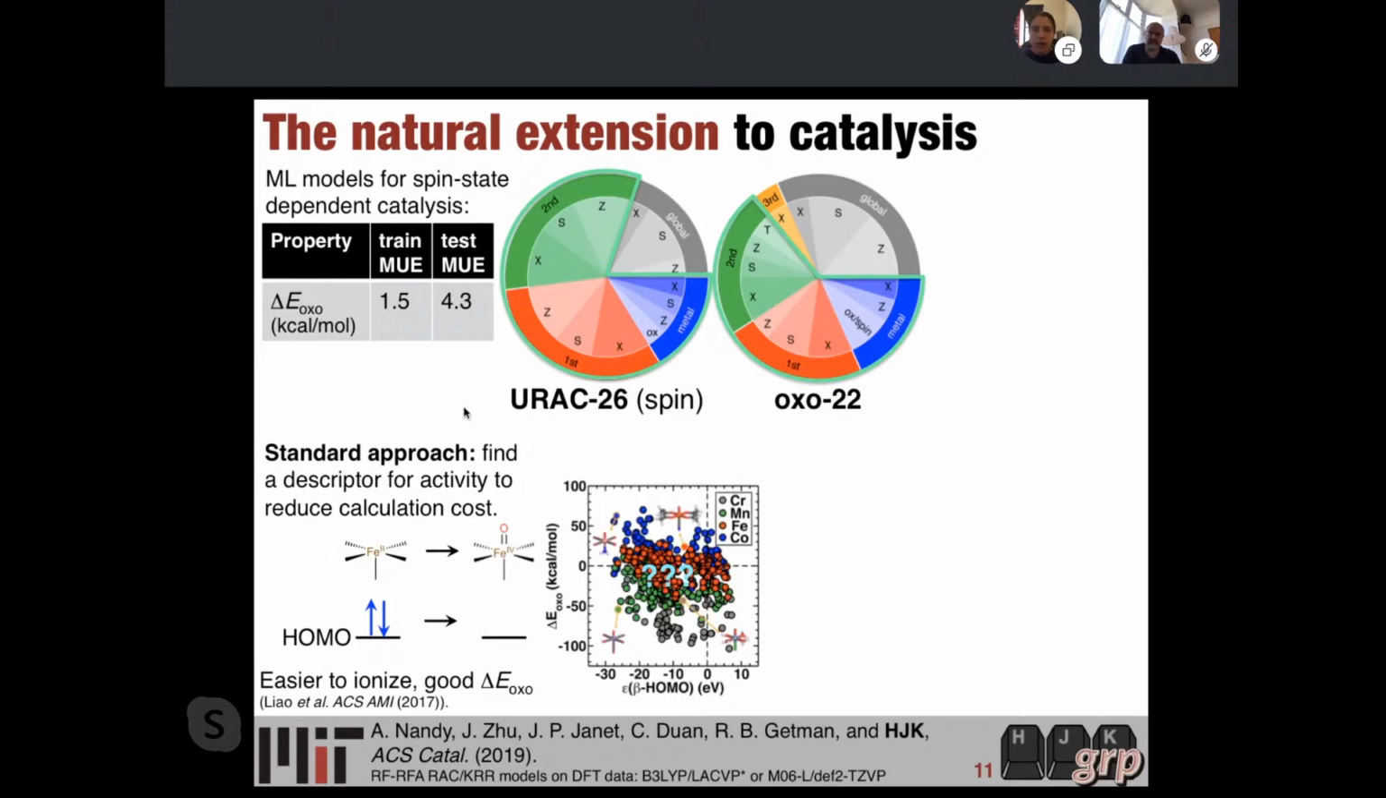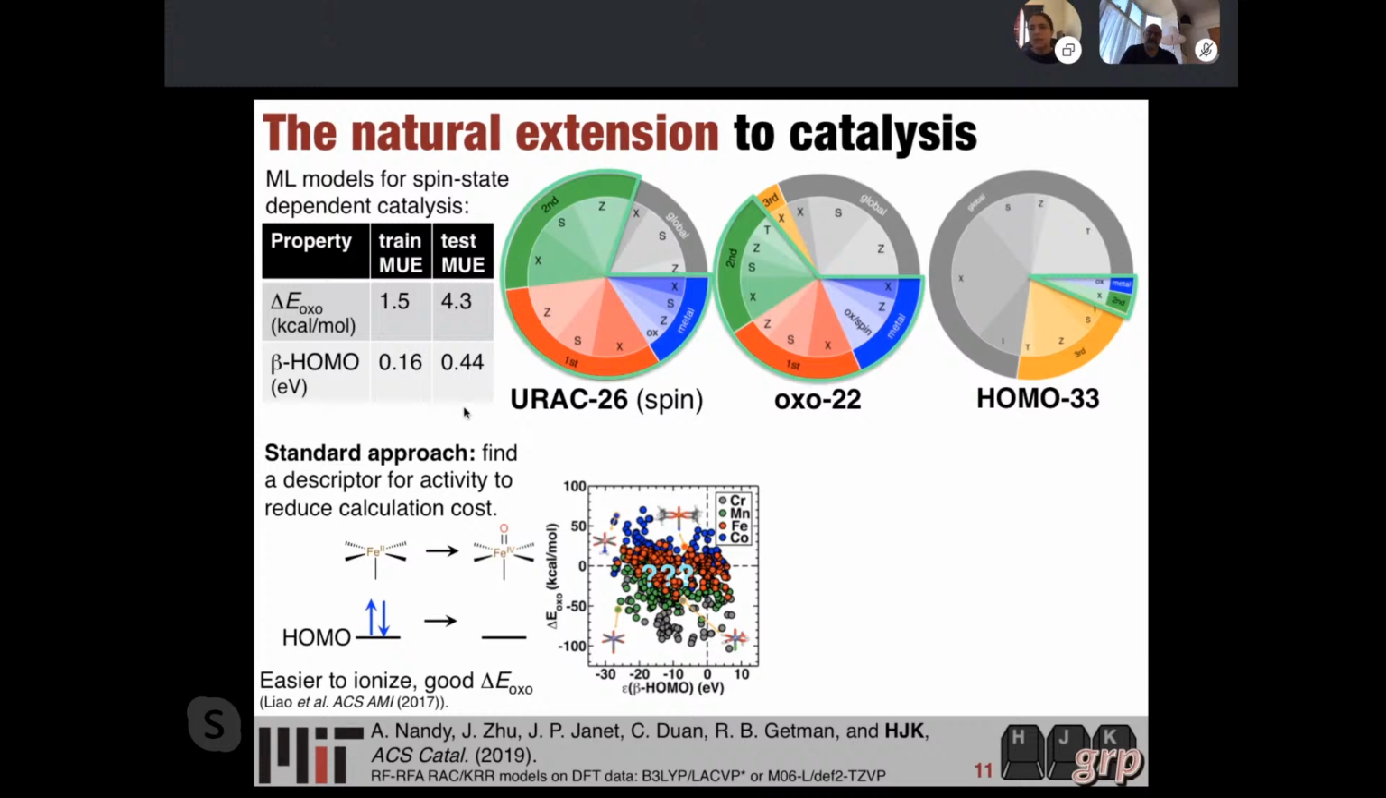But in fact, this is what we see in our data. This is our raw DFT data, nothing machine learning predicted. We see that you can get wide variations in oxo formation energy with almost no relationship to this HOMO level. But we can go back and train a model to predict this HOMO level, and we can do that pretty much just as well as we could train other models. And when we do the feature analysis, it should be no surprise to us at all that this descriptor fails.